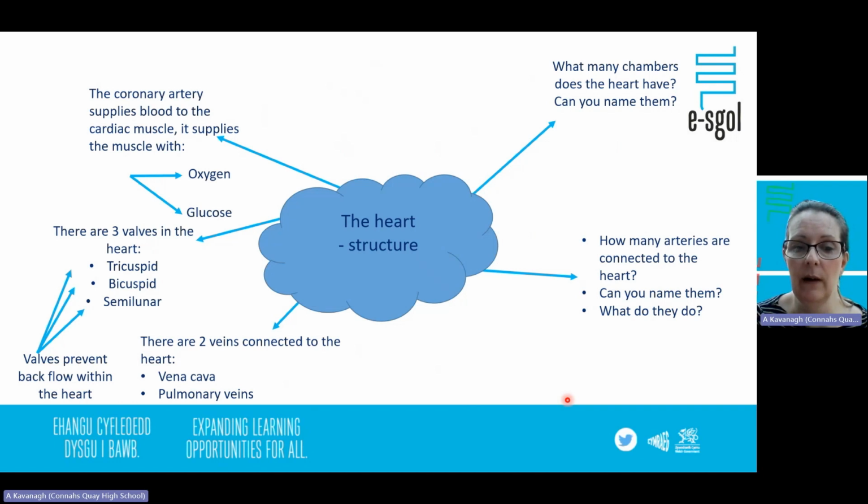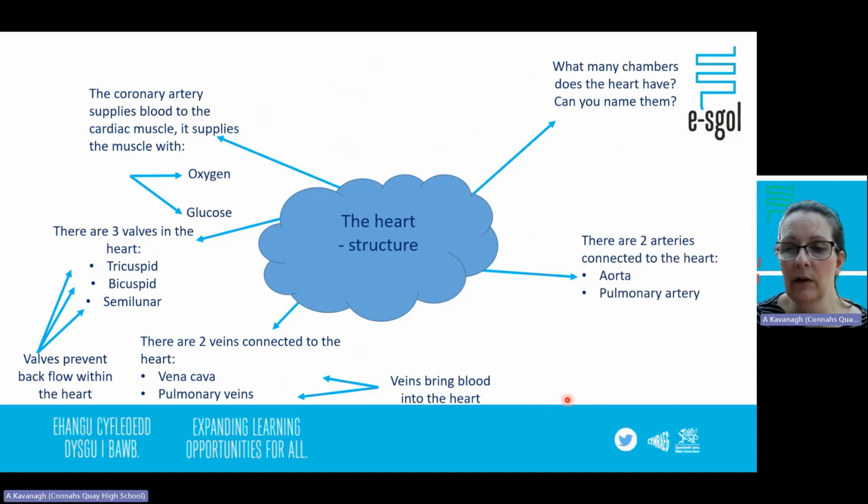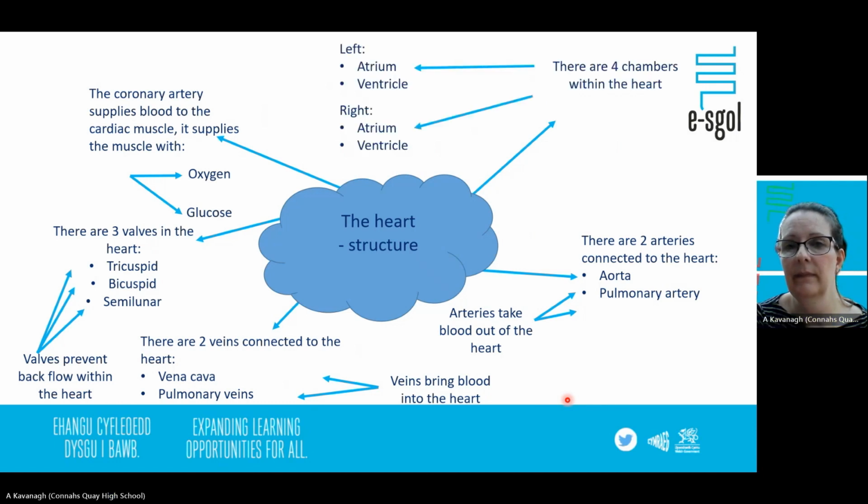We've got the vena cava and the pulmonary vein, and they bring blood back into the heart. Moving on, we've got 2 arteries. We've got the aorta and pulmonary artery, and they're taking blood out of the heart, transporting that around our body. And then the number of chambers that the heart has, we've got 4 chambers, atrium and ventricle on the left side, and atrium and ventricle on the right side.